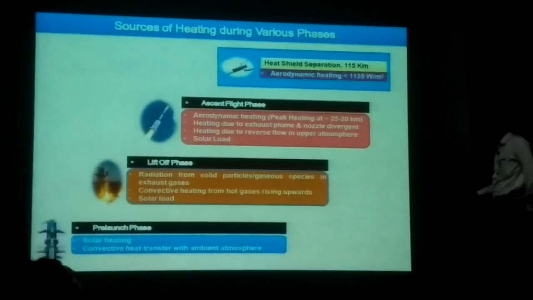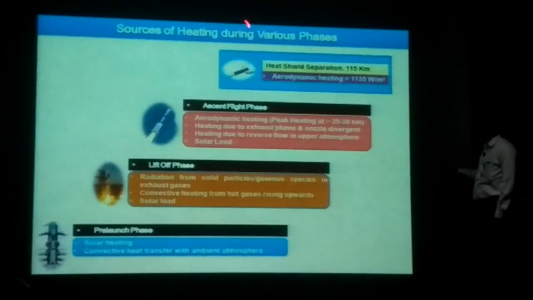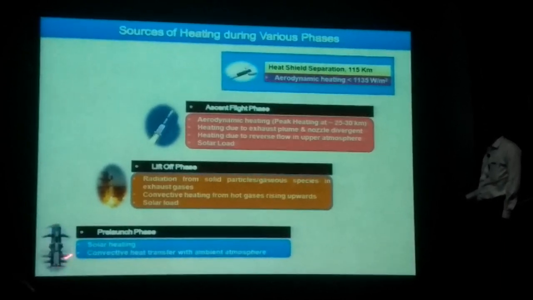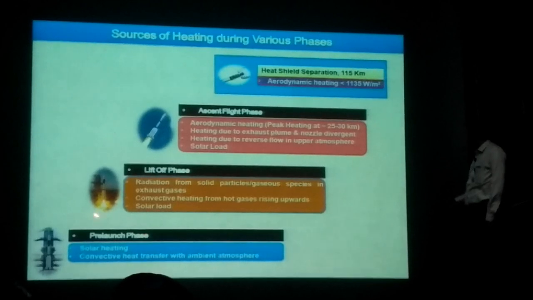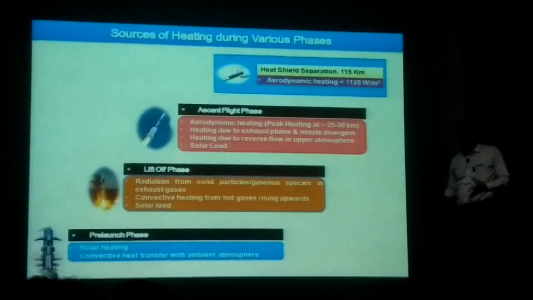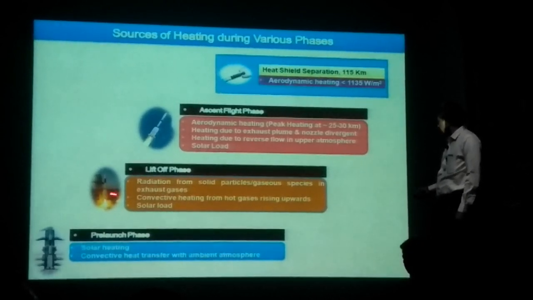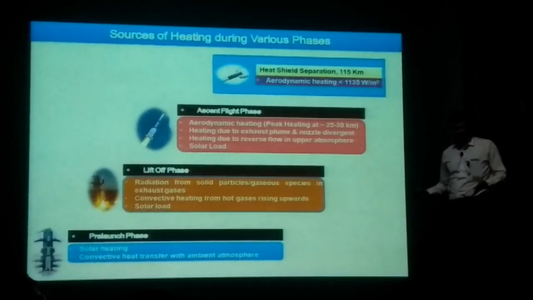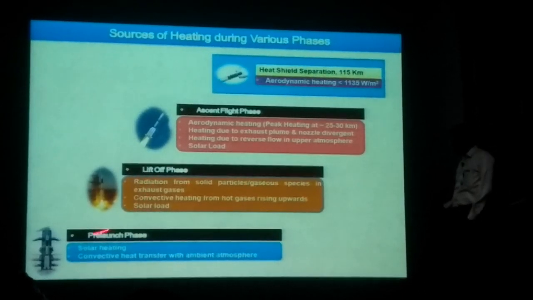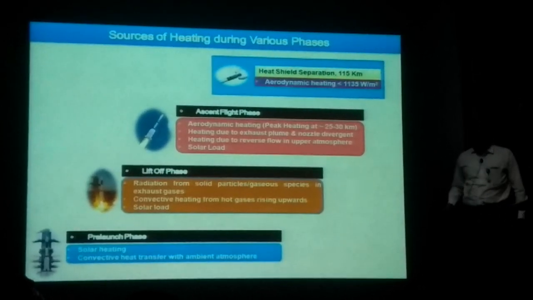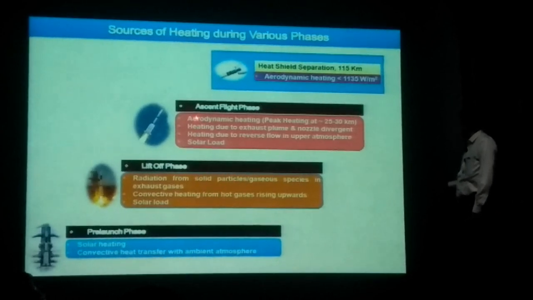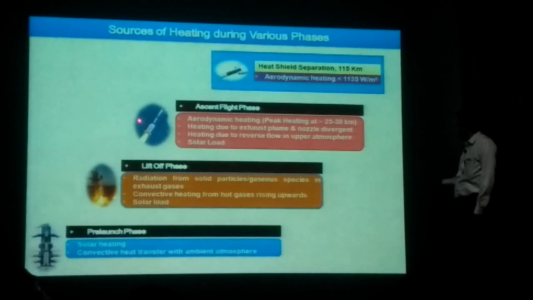Now come to another problem, the sources of heating. We have various sources of heating during the pre-launch phase. This is basically solar heating and convective transfer from the ambient atmosphere. During liftoff, we have the solid motor, and radiation from the solid particles is one of the very important sources of heating, which has been quantified. Then there is convective heating as it goes through the atmosphere. Then in the ascent phase, we also have aerodynamic heating and heating due to the multidisciplinary interactions.